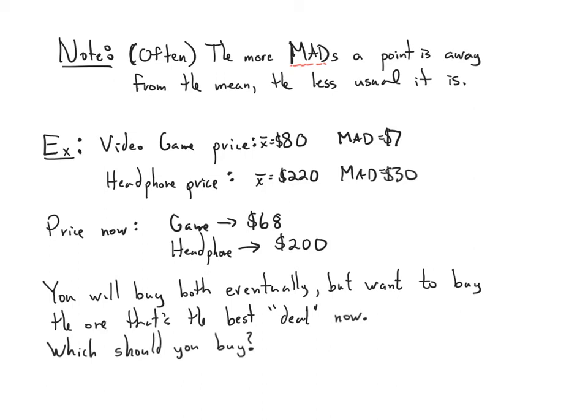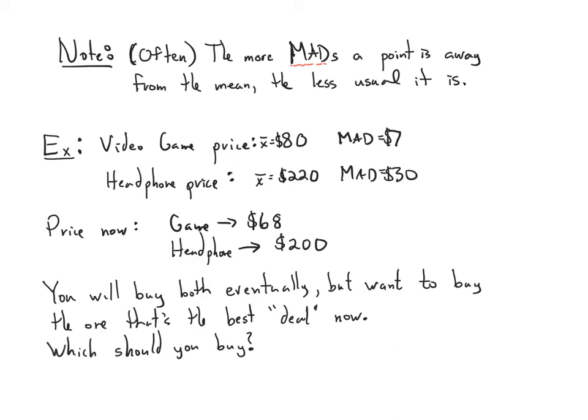Suppose that you're looking at a particular video game and a particular set of headphones, and you want to buy them off of some sort of internet site. And after keeping track of prices, you found that for the video game, the mean price is $80, and it has a mean absolute deviation of $7. And the headphone price is $220 with a mean absolute deviation of $30. So right now, you find that the price of your video game is $68, and the price of the headphones is $200.